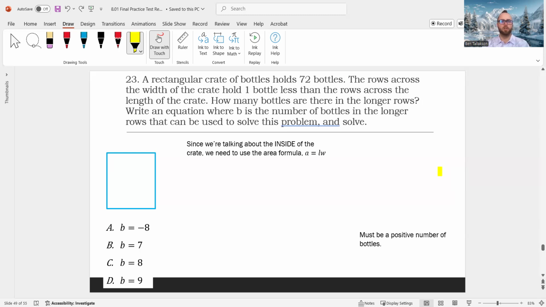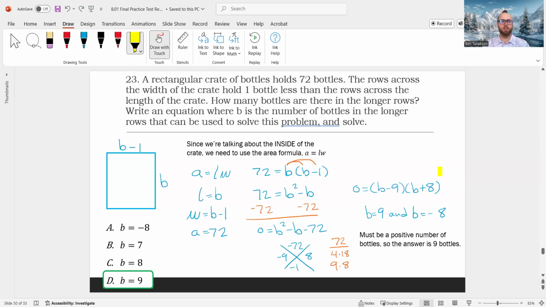Okay. If you said B, good job. If you didn't, that's okay. Let's see where you went wrong here. A rectangular crate, we draw the rectangle, holds 72 bottles. So we're talking about 72 bottles inside.